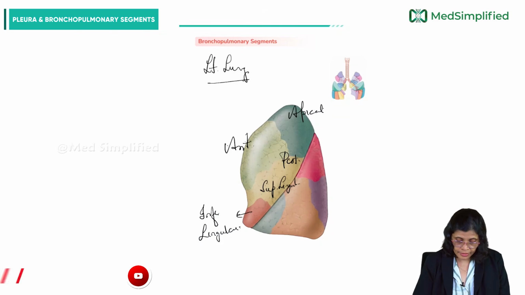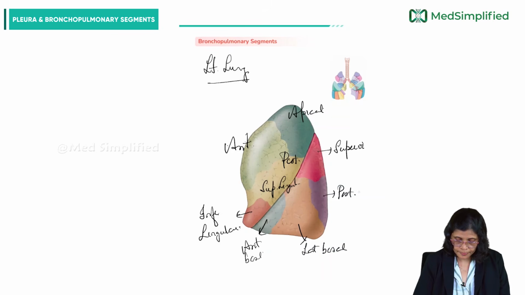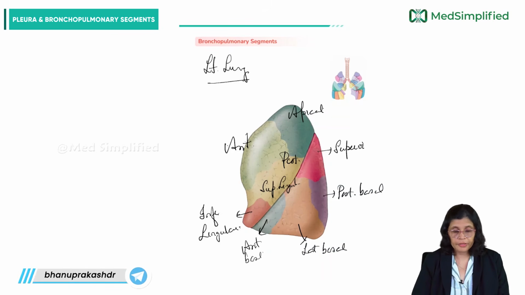Similarly, in the inferior lobe we will have the superior or apical, then anterior basal, lateral basal and posterior basal. So this is how the segments are present.